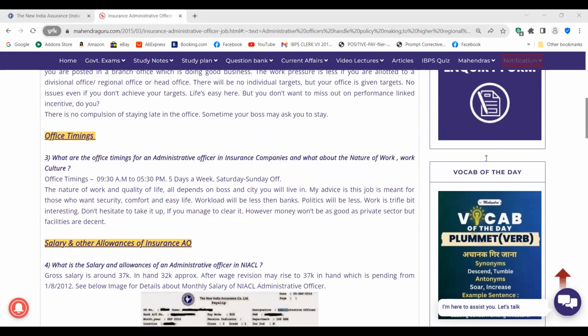Yes, sir. Next question is question number 3. What are the office timings for an administrative officer in insurance companies? And what about the nature of work, work culture? Office timing 9:30 a.m. to 5:30 p.m., 5 days a week, Saturday, Sunday off. The nature of work and quality of life all depends on the boss and the city you will live in. My advice is this job is meant for those who want security, comfort and an easy life. Workload will be less than banks. Politics will be less. Work is a bit interesting. Don't hesitate to take it up if you manage to clear it. However, money won't be as good as the private sector, but facilities are decent.